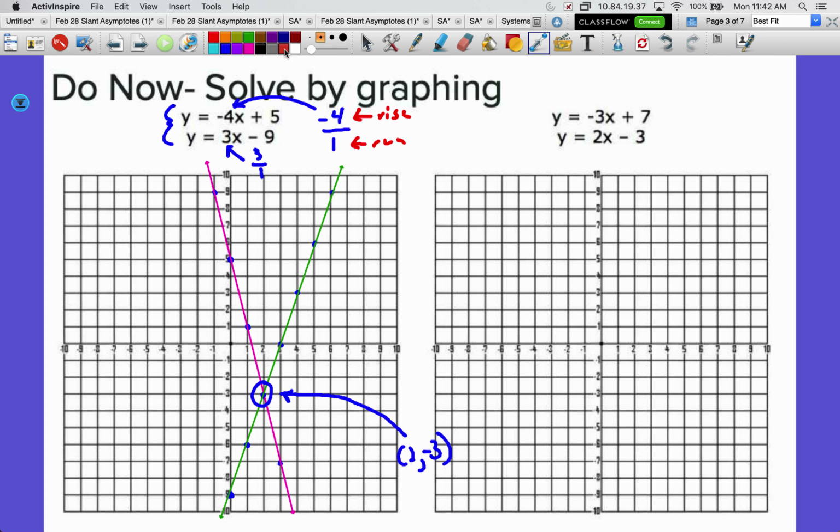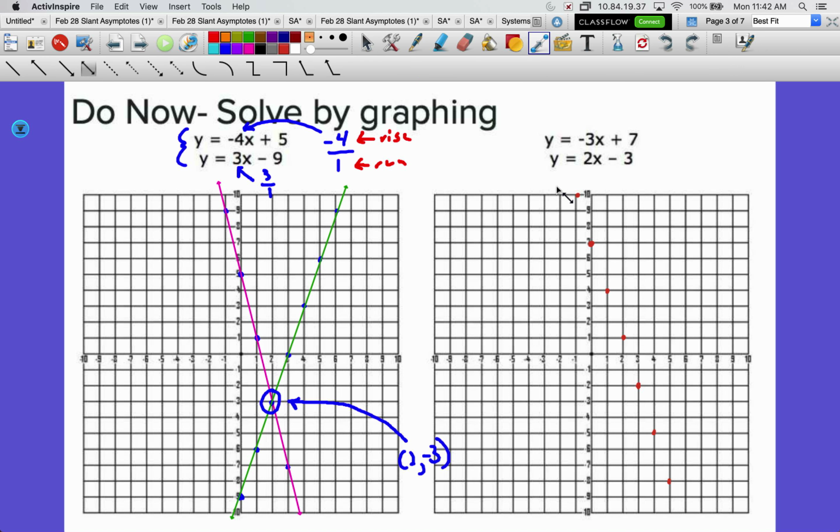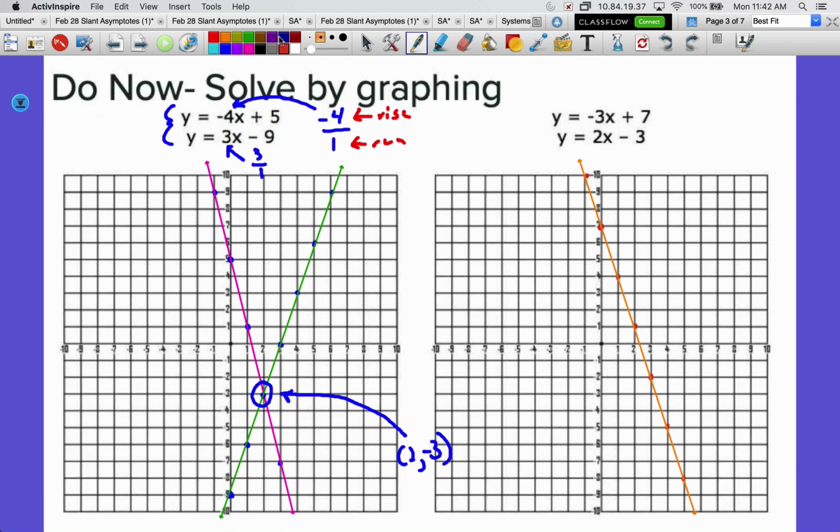All right, you can pause the video, try this next one on your own, or just watch as I do it. I'm not going to talk this one through because it's very similar. We'll just see if we get the same answer. There's my first line. The second line in there.